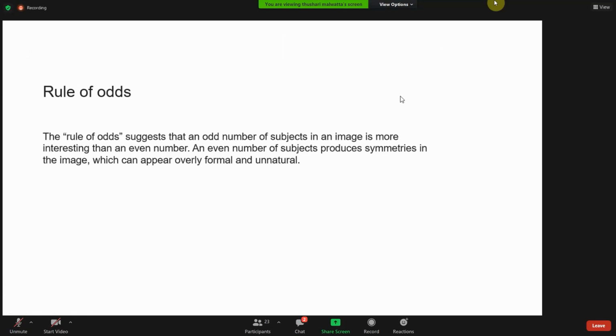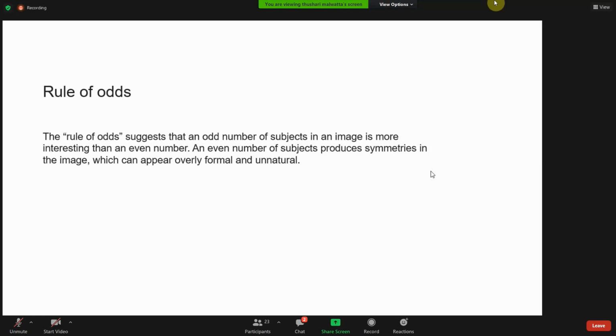And the next rule is rule of odds. It suggests that odd numbers are more interesting than even numbers. These are not design principles, okay? These are composition techniques, not principles, right? These are just techniques that you can play with in your work. Rule of odds means that odd numbers are more interesting.